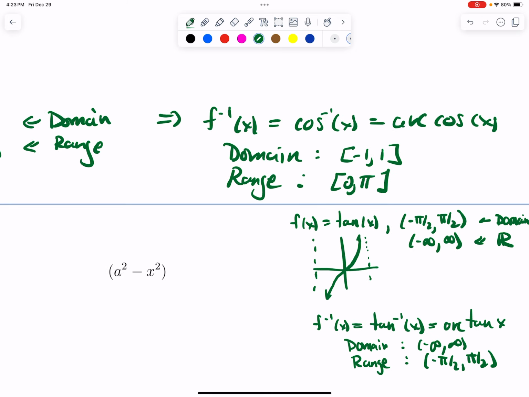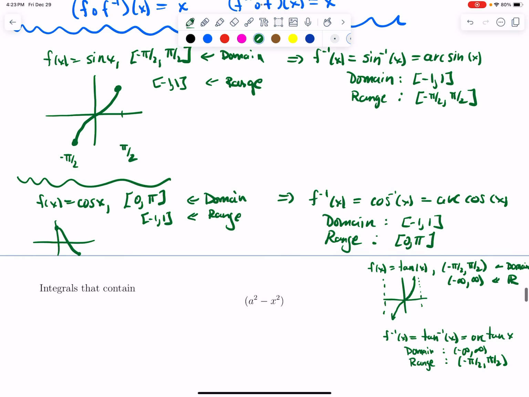Okay, these things are going to be useful to us in our next videos where we start looking at integrals where we want to apply trig substitution.